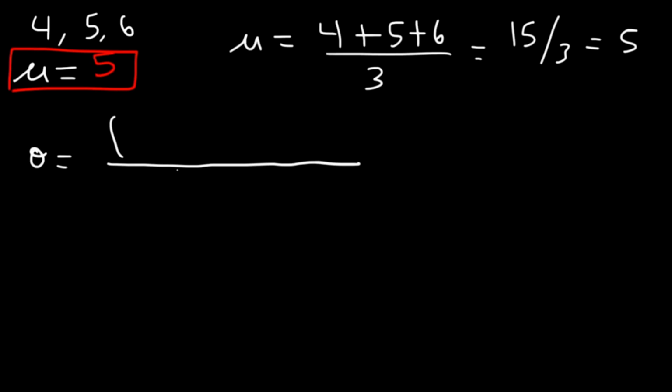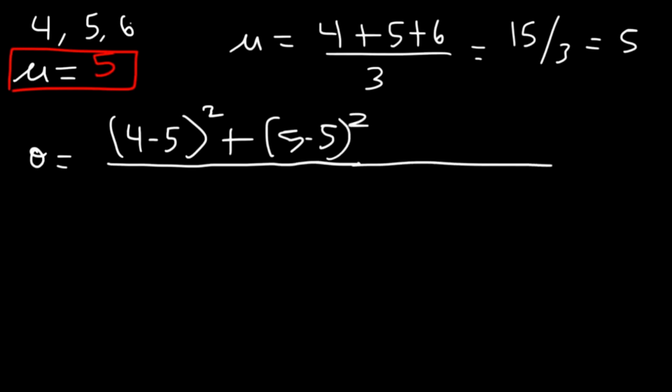So the first number is going to be 4, and we're going to subtract it from the mean and then square it. The next number is 5, subtract it from the mean and then square it. And then after that, the last number is 6. So it's going to be 6 minus 5 squared. Now it's divided by n, and let's not forget to take the square root of the entire thing.